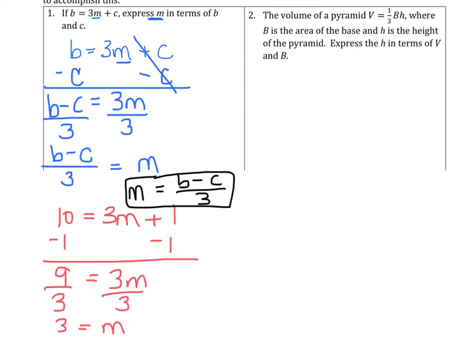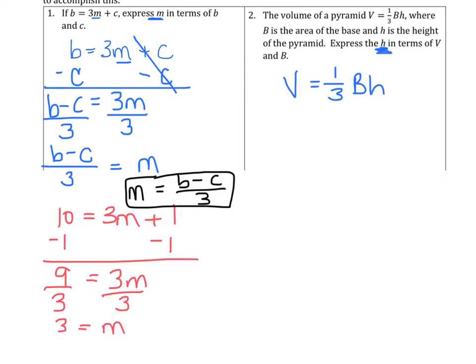Okay, number 2 is giving us another literal equation. This time it's the volume of a pyramid is equal to 1/3 capital B H, where B is the area of the base and H is the height of the pyramid. Express the H in terms of V and B. So that means I am getting H by itself.